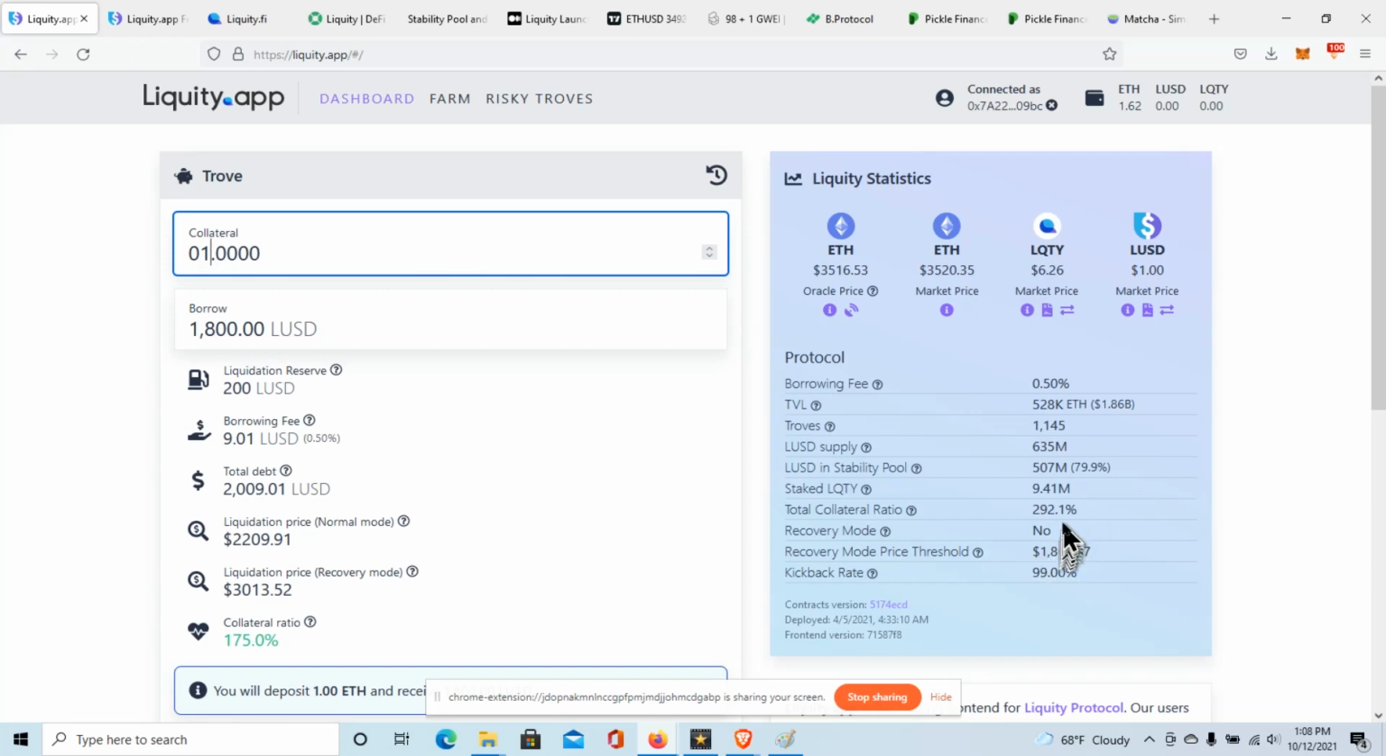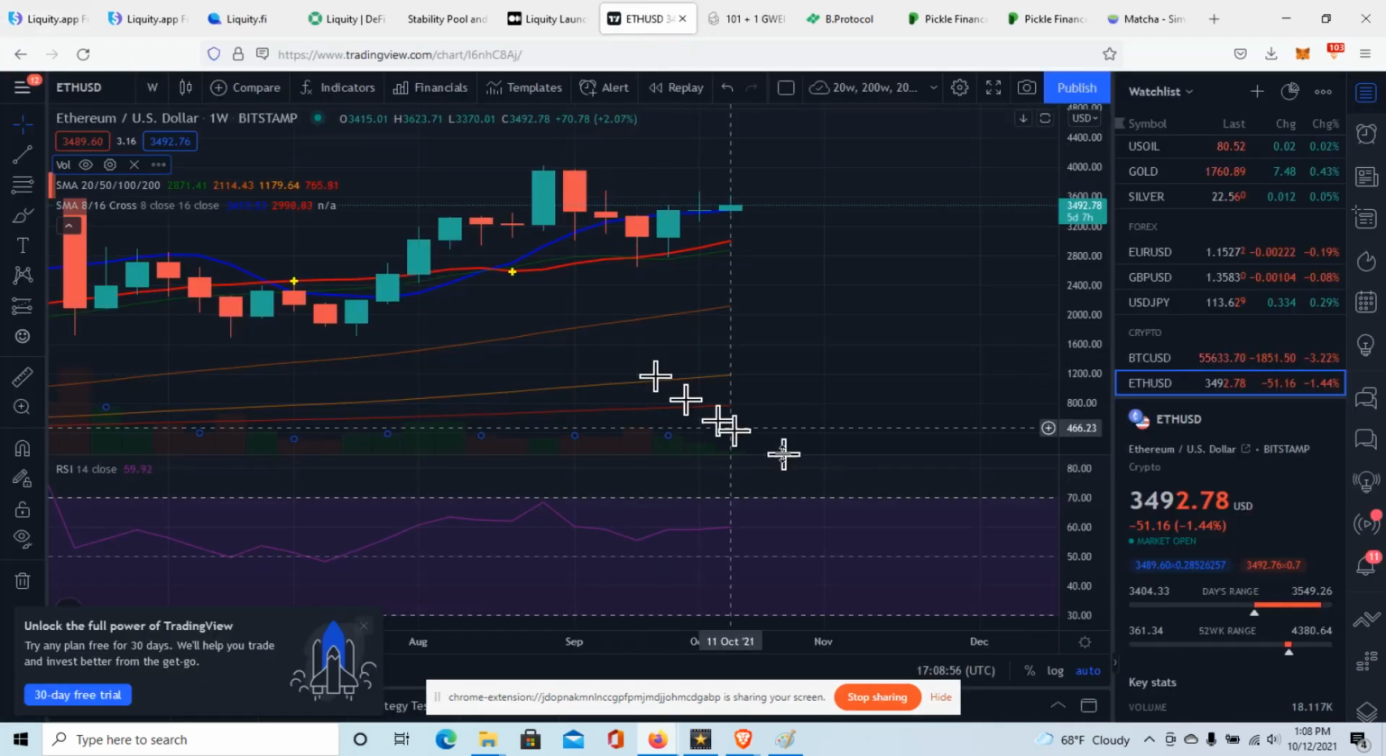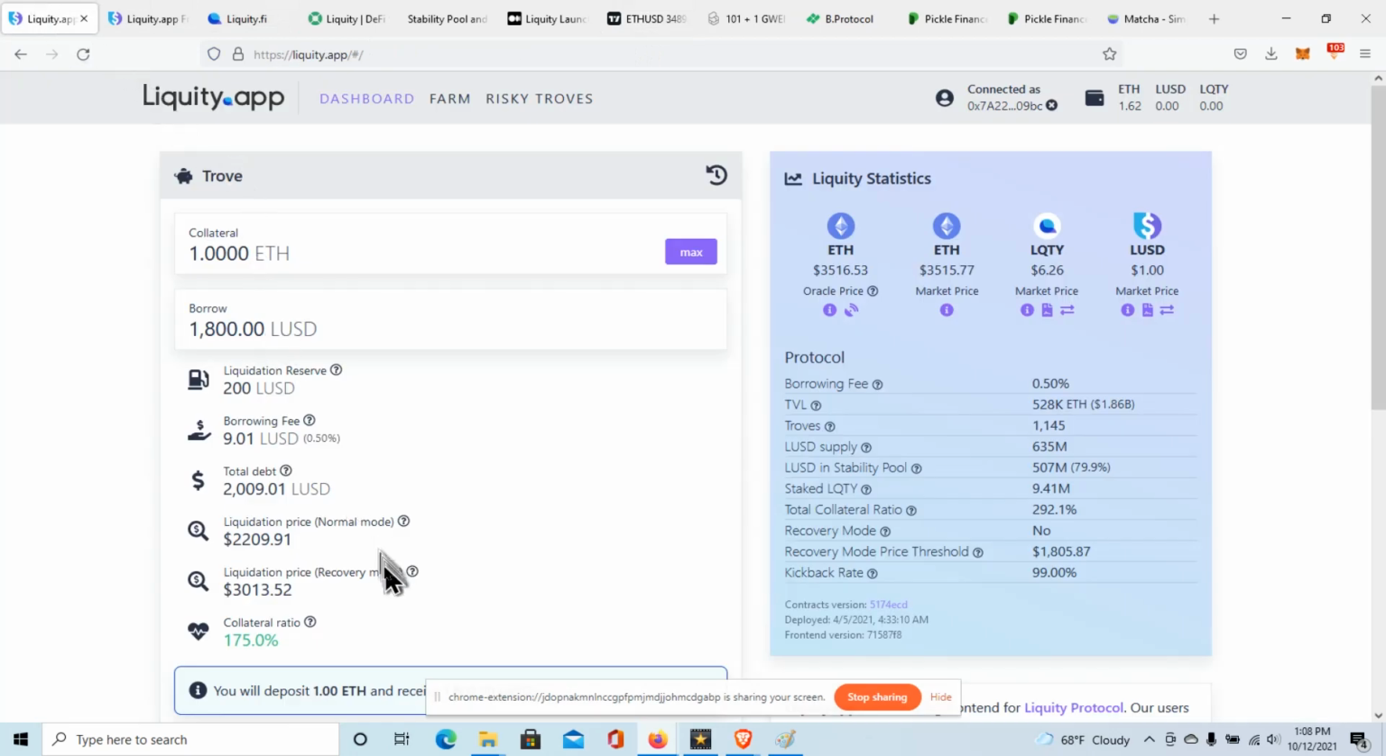Okay. If this goes below 150%, the protocol goes into kind of an emergency backstop mode, and the liquidation collateralization ratio goes up to 150%. So now every account that is below 150% is eligible for liquidation, and that means your liquidation price goes up higher. So right now ETH is at 34.92. Given normal mode, your liquidation price is 22.09, and that's at 110% collateral ratio.